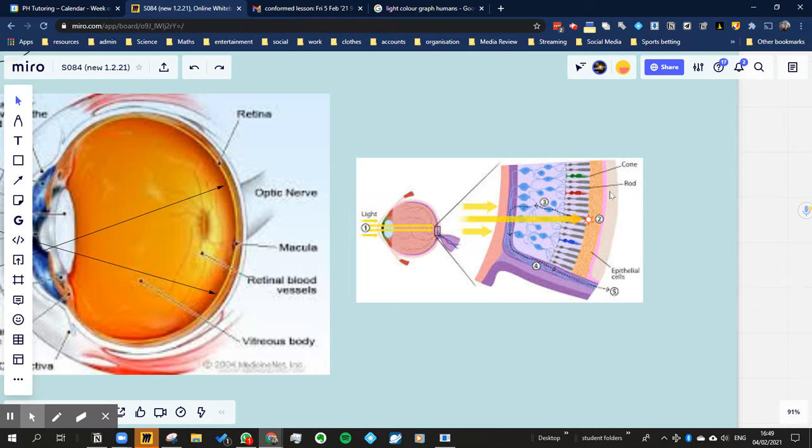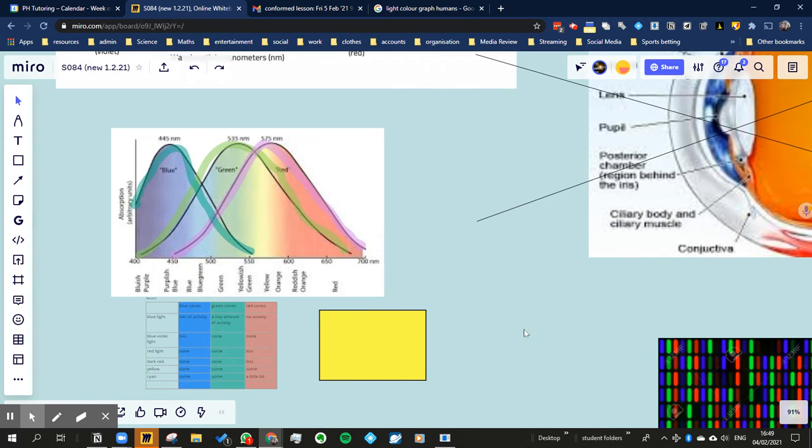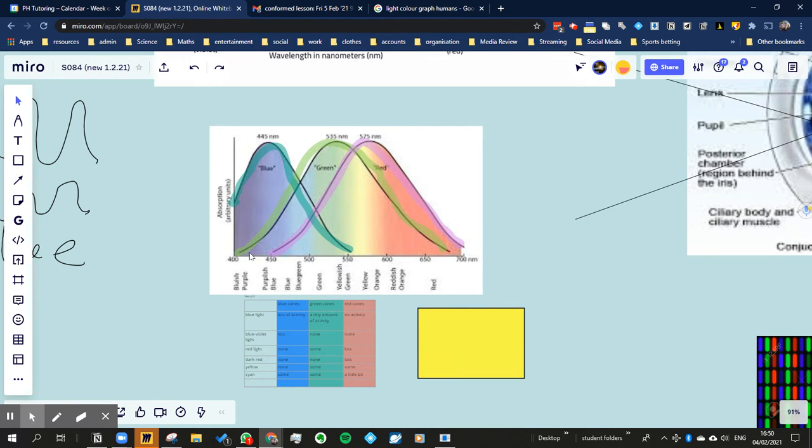Now, rods detect everything, all the colors, and they don't have any preference really, as long as it's within that range. And so they're a lot more sensitive. They can detect light when it's quite dark. Cones, however, aren't as sensitive as rods, but they are sensitive to specific wavelengths or specific colors of light. So we have a green, red, and a blue cone. If we go over to here, we can see their sensitivity.